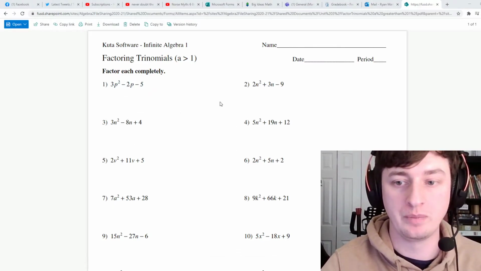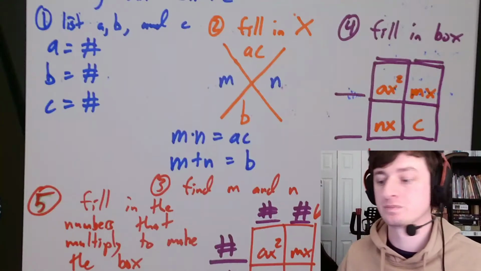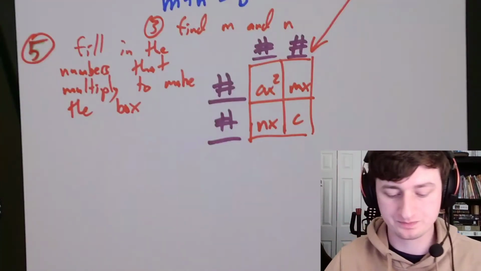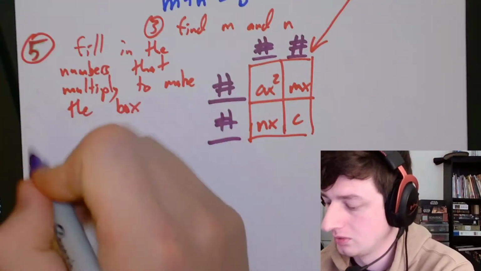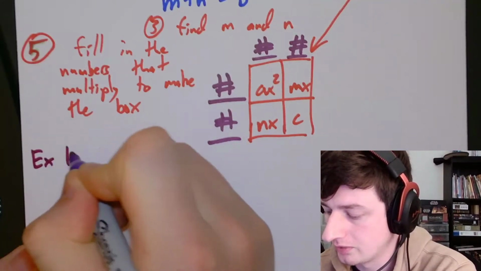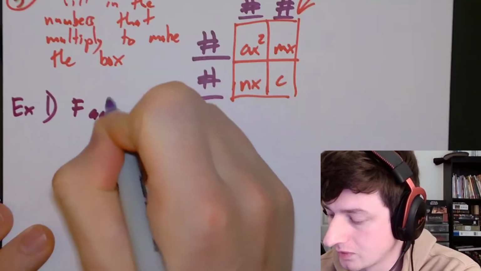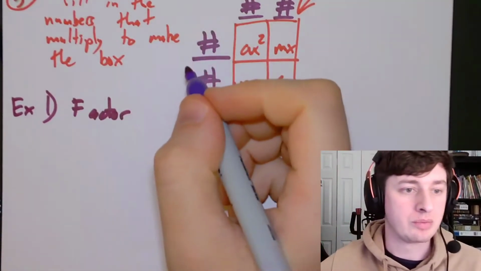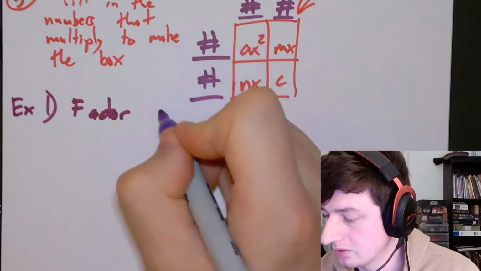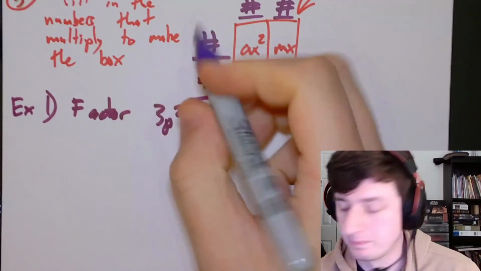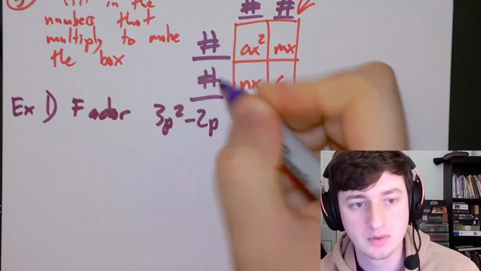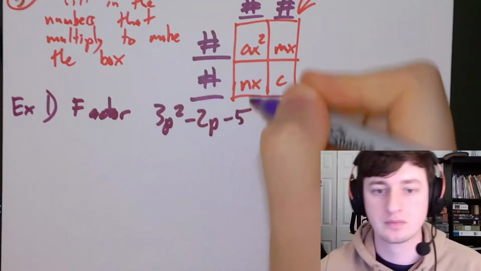So I'm going to go back to my paper. You should have that document open. And so this is example 1. Factor. What was the problem? 3p squared minus 2p minus 5. Okay.